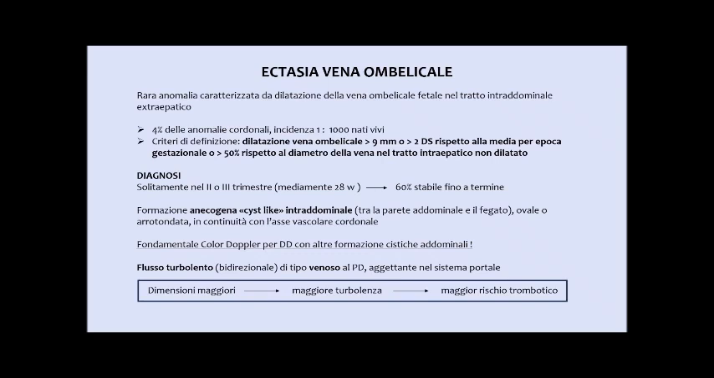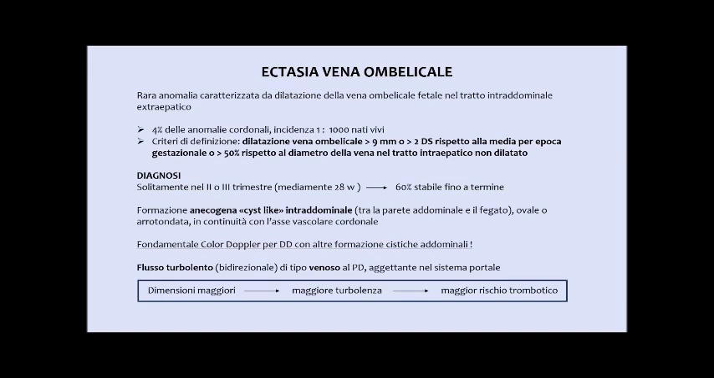Specifically, the diameter of the dilation can increase by 1 to 2 millimeters, in parallel with the increase in the diameter of the umbilical vein during pregnancy. Therefore, in 60% of cases, there is no worsening of the dilation, which remains essentially stable until term. There are criteria for defining an umbilical vein ectasia, that is, a dilation of the umbilical vein above 9 millimeters, or greater than 2 standard deviations above the mean for gestational age, or a dilation diameter greater than 50% compared to the diameter of the non-dilated intrahepatic segment of the umbilical vein.